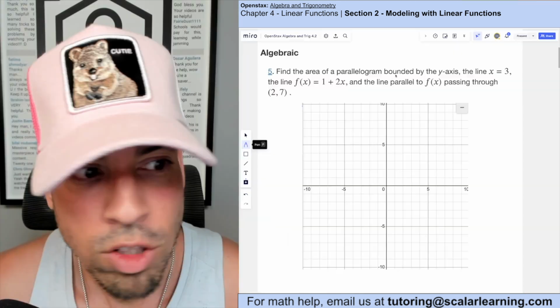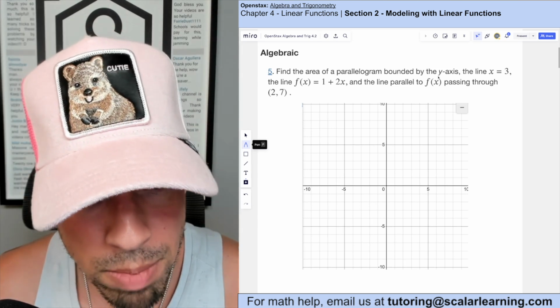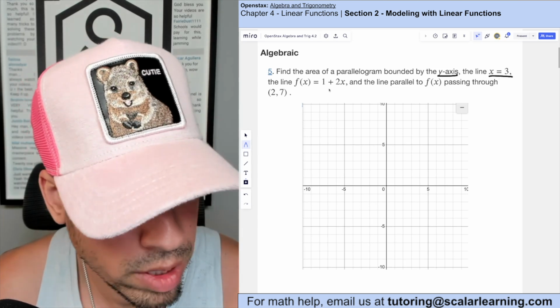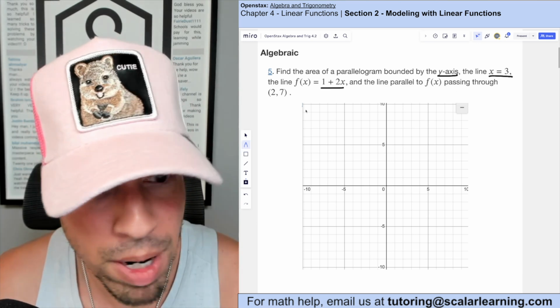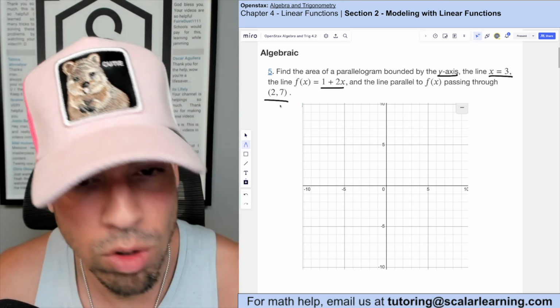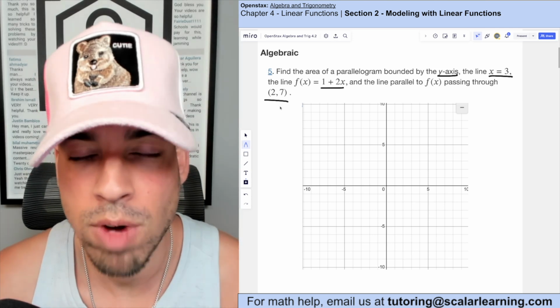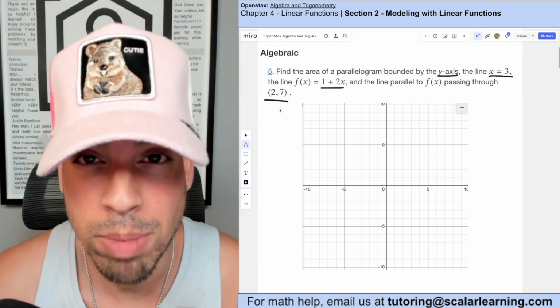Boom, done. This question has to find the area of a parallelogram bounded by the y-axis, x equals 3, 1 plus 2x, and the line parallel to that at 2, 7. So what we're going to do initially is I'm going to actually graph these lines out so we can see what the parallelogram looks like.